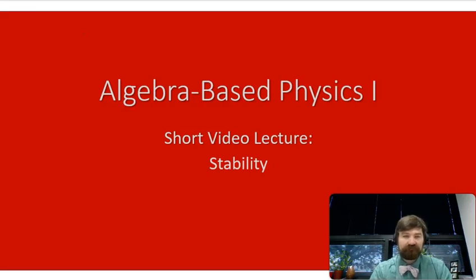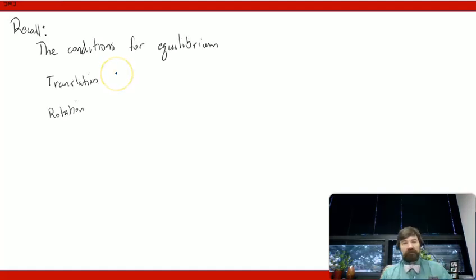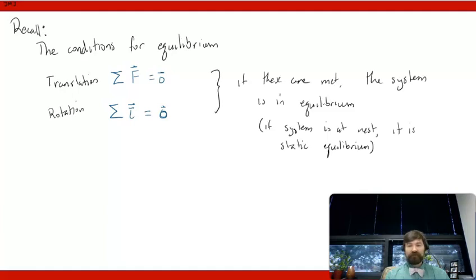So what is stability? Well, you know that a system in equilibrium has two conditions. So let's recall what those conditions are. The conditions for equilibrium are that the sum of forces on your object or system must be zero, and that the sum of torques on your object or system must be zero. So these are the translational and rotational conditions for equilibrium. If these two conditions are met, then the system is in equilibrium. If your system is at rest, then this equilibrium is static in nature.